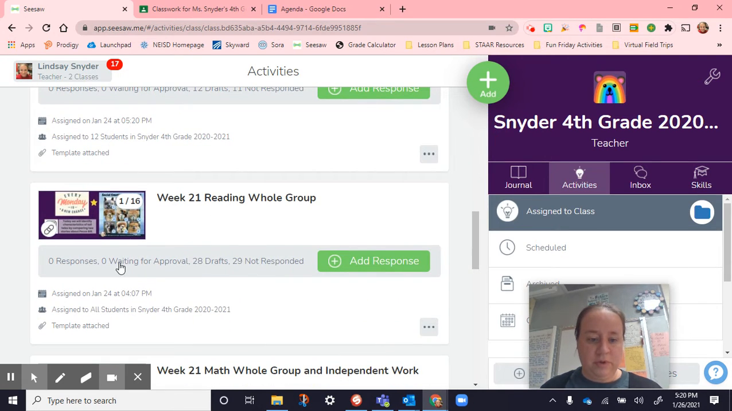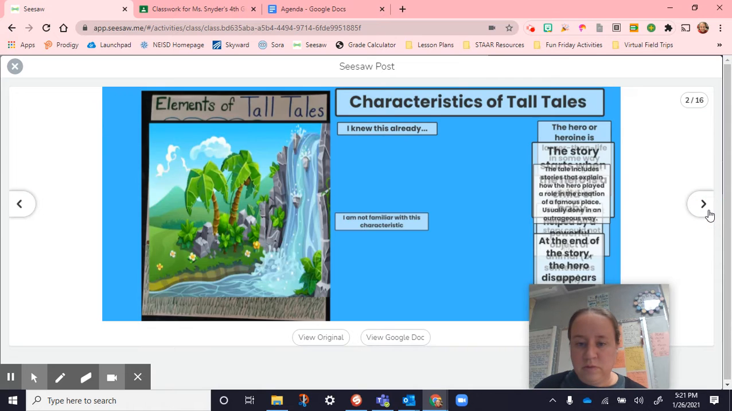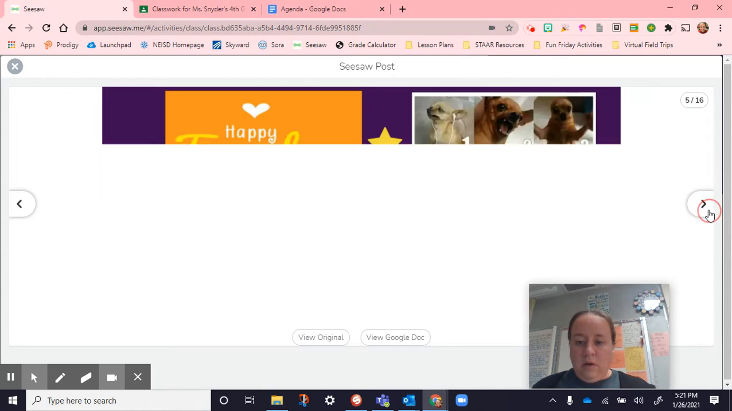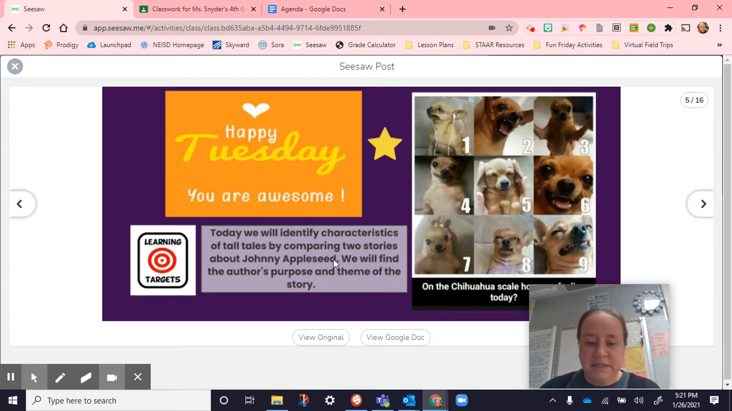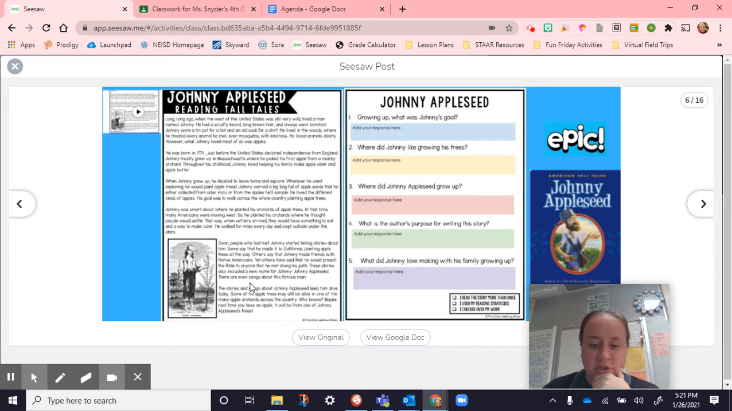All right, reading whole group. So here, click on and open up from yesterday. All right, so today is Tuesday. All right, so again, we're identifying those characteristics from the 2 stories. So here we read all about Johnny Appleseed. There's a recording right here for you.